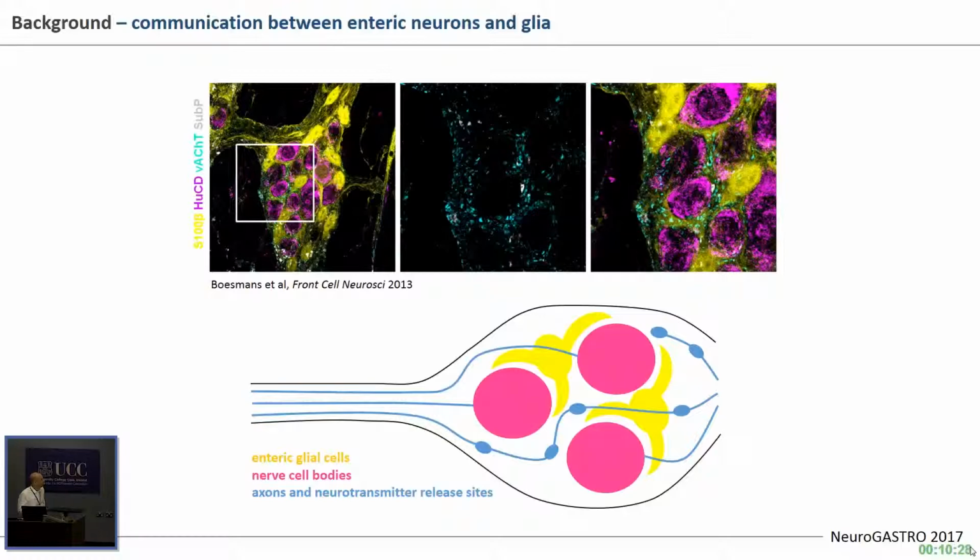That indicates that these cells are perfectly located to receive signals from neurons, and there is some anatomical evidence of communication between the two cell types. I've tried to recapitulate this staining in this ugly drawing, where there are three enteric neurons in the ganglion. There are outgoing axons, incoming axons with varicose release sites, and then there are these glial cells. And you will see this drawing throughout my presentation.